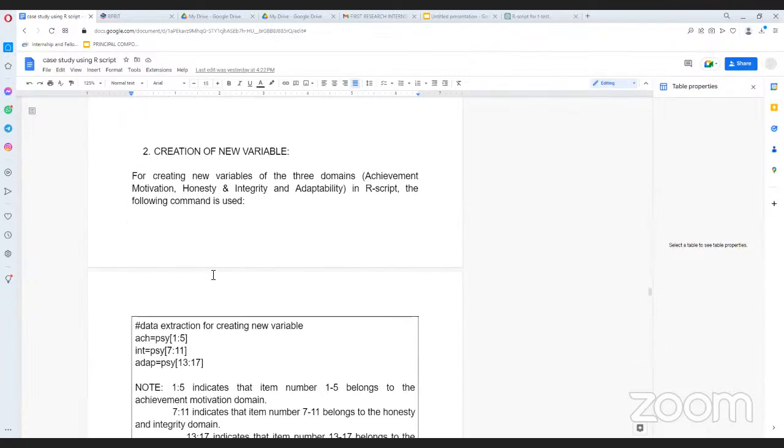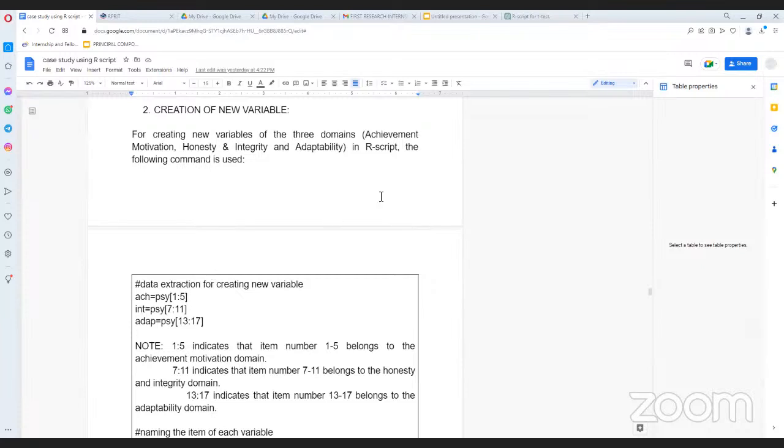Now, second, creation of new variables. For creating new variables of the three domains, achievement motivation, honesty and integrity, and adaptability, in an R script, the following command is used. Hashtag data extraction for creating new variable. ACH is equal to PSY[, 1:5]. Second, INT. Keep in mind here PSY is the data frame, and in this data frame only columns 1 to 5 will be related to achievement motivation.